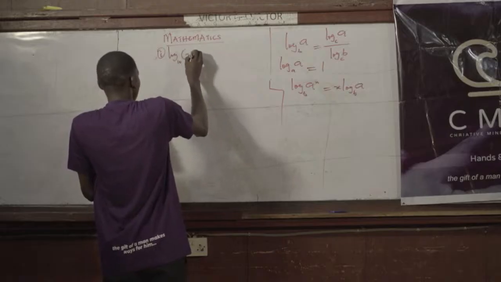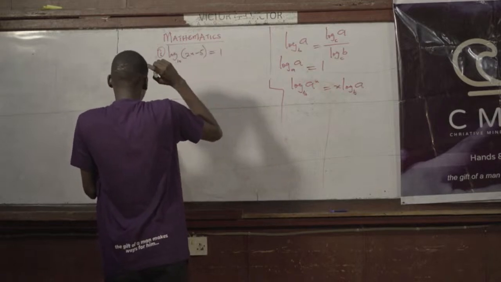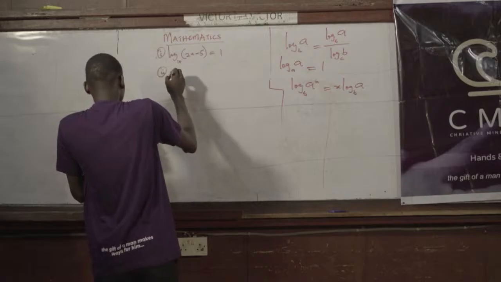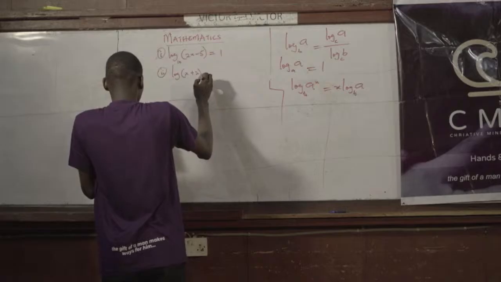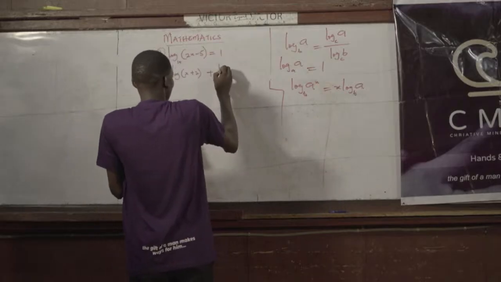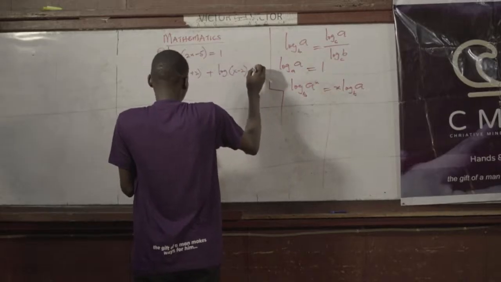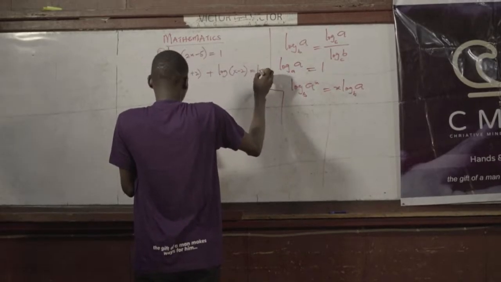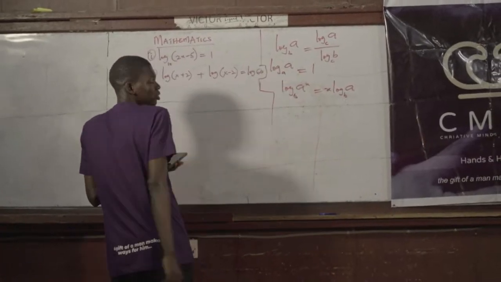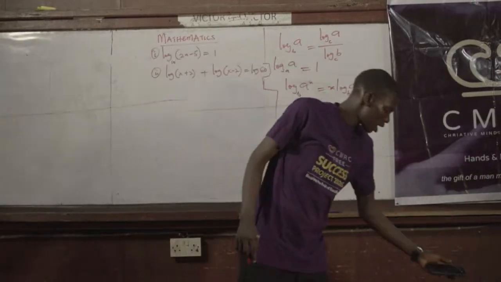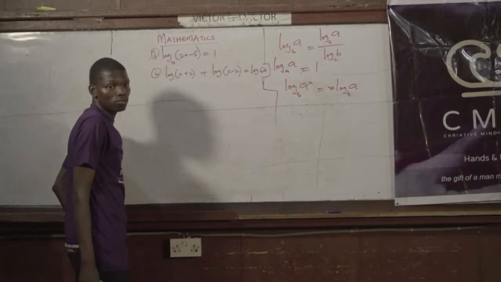This is log of 2x minus 5 equals 1. We are still going to solve this one also. We have log of x plus 2, plus log of x minus 2, is equal to log 60. Now let's quickly do these two equations, then from there, we can move to another topic.